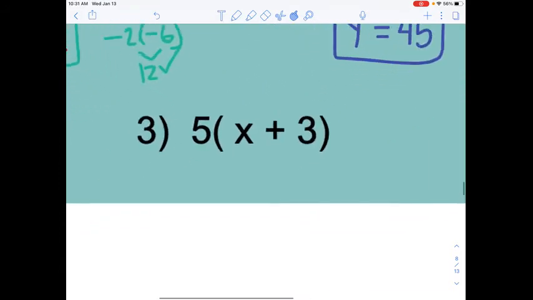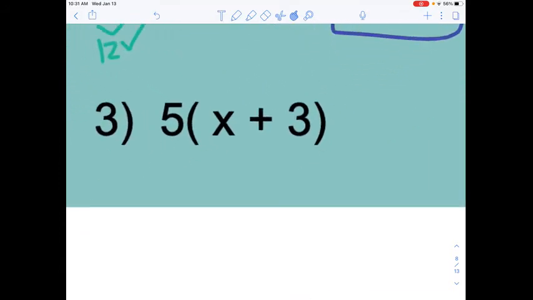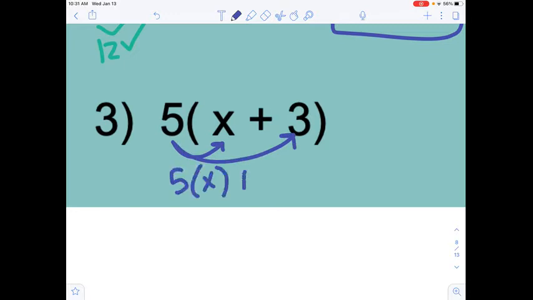And then the last warm-up problem is 5 times x plus 3. Remember, whenever we have a number next to parentheses, we're going to want to distribute to both terms. So I'm going to rewrite this as 5 times x plus 5 times 3. 5 times x is 5x. Plus 5 times 3 is 15.